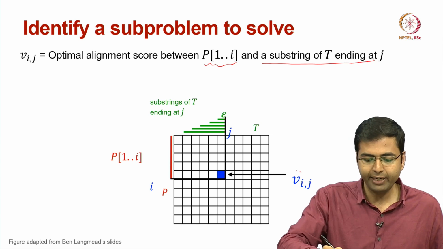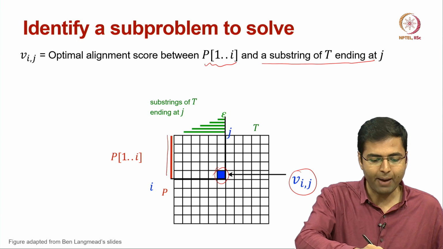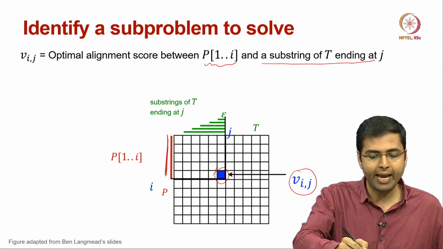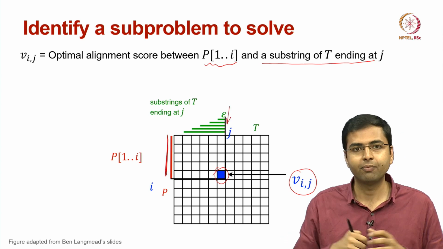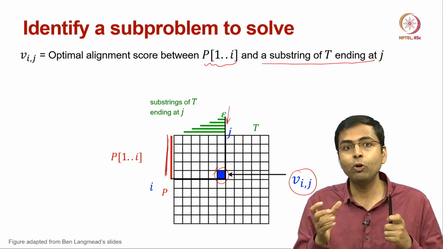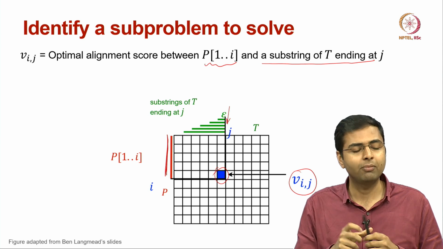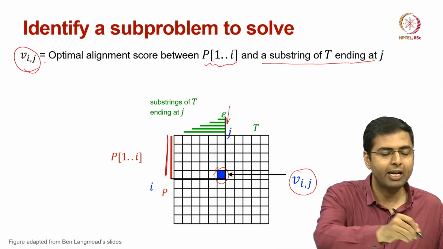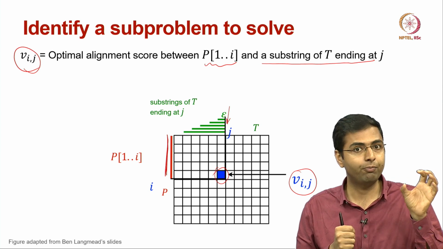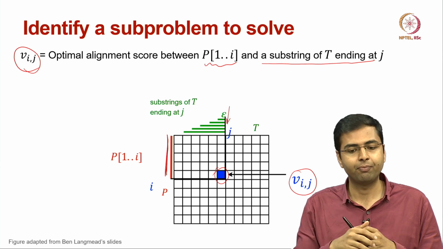Note that I can choose any substring of T ending at j. So, for example, this Vij score will consider the optimal alignment score between the pattern and any substring of text T that ends at position j. Whichever gives me a higher alignment score, I will choose that. So, I am free to pick any substring. That is going to be my sub problem. I am going to solve for this sub problem in my dynamic programming, that is, the optimal alignment score between a prefix of pattern P and a substring of text T ending at j.